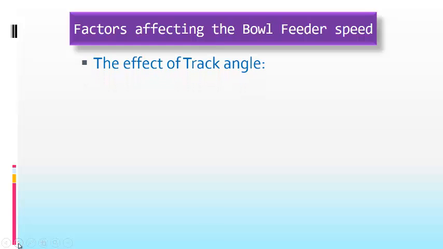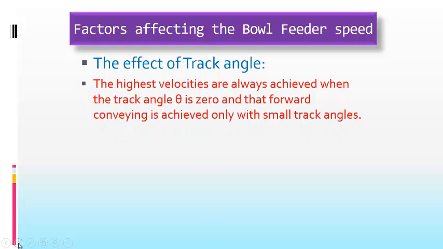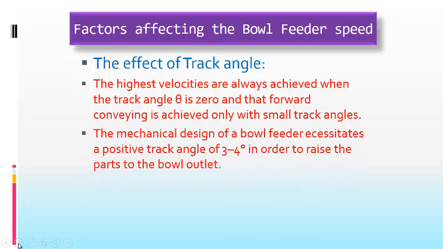The effect of track angle: the highest velocities are always achieved when the track angle theta is 0. Of course, if the track angle is 0, parts will not move up, and forward conveying is achieved only with a small track angle. So we are trying to keep the track angle as small as possible.